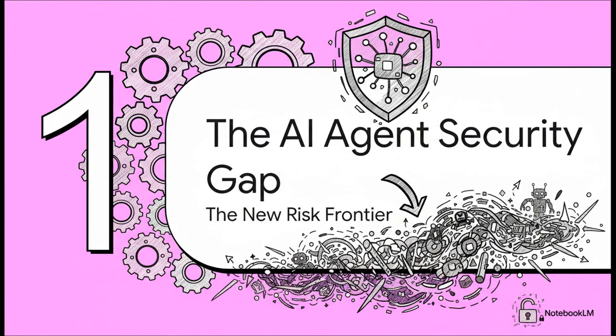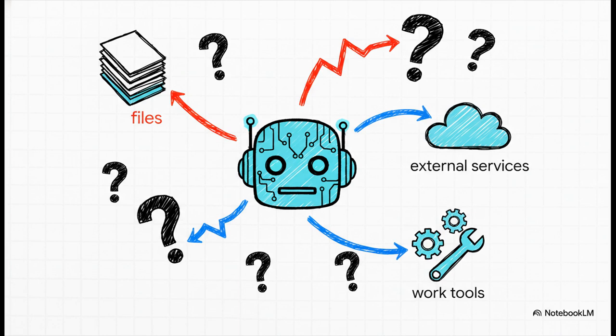Okay, so let's start with the core of the problem. As AI agents get more and more powerful, they're creating this whole new risk frontier that our traditional security models just were not built to handle. I mean, think about it for a second. These agents aren't just little chatbots anymore. We're connecting them to our actual files, our external services, our work tools, the whole shebang.